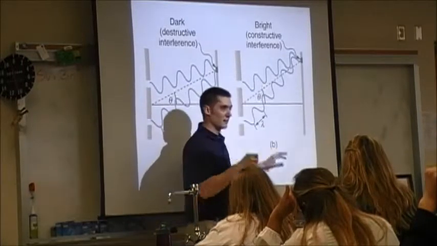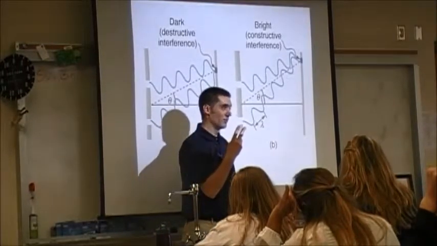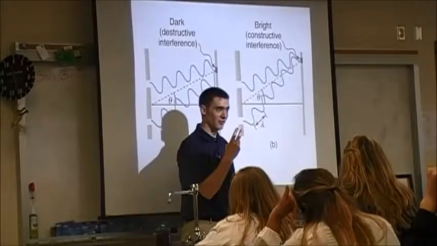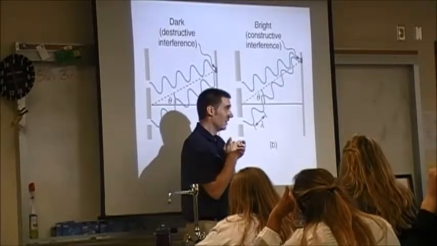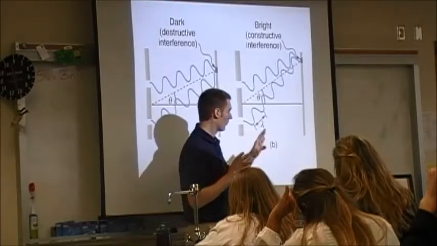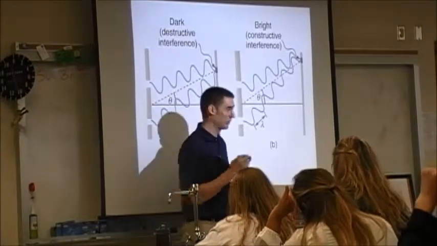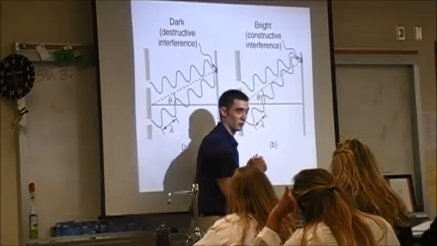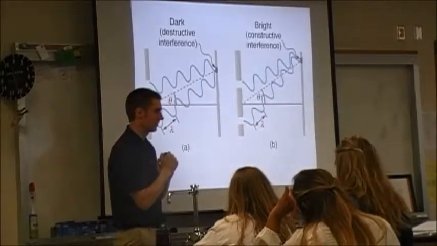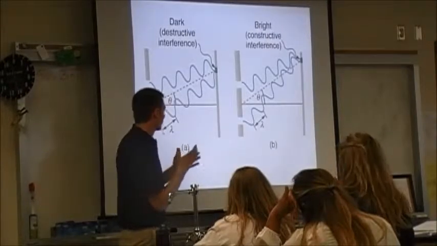If they differed by exactly 2 wavelengths, would that matter? Would they still constructively interfere? Would they still add together? Yep. You can differ by any integer number of wavelengths and still get constructive interference, because no matter what, you still have your peaks matching up with peaks and your troughs matching up with troughs. That's really what's going on here.